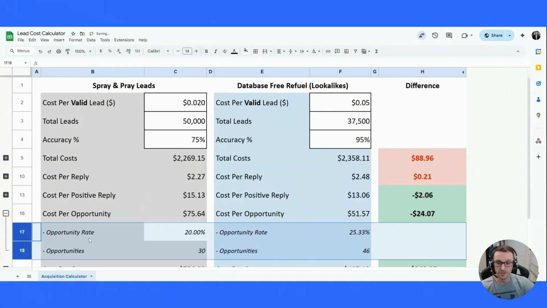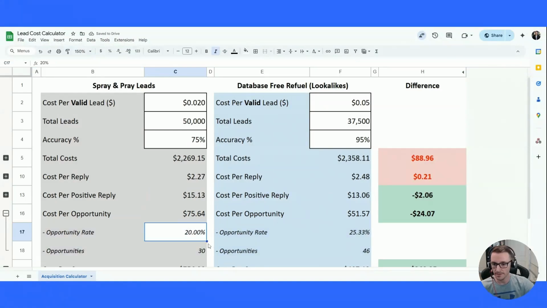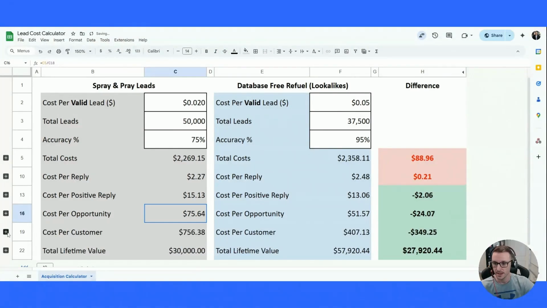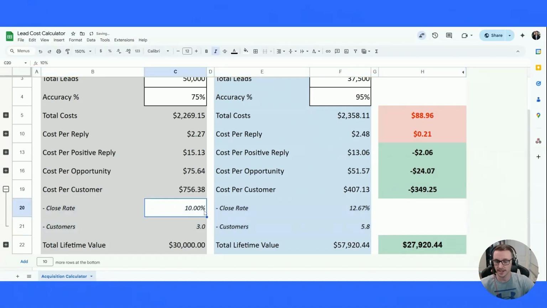Now, if of those positive replies we book 20% of them into a meeting or generate an opportunity, we're going to generate about 30 opportunities. It's going to cost us about $75 for an opportunity. Now, if we take a close rate, let's just say cold outreach usually closes at a lower rate. So I put in 10% for now.